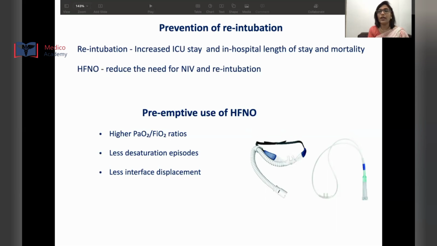Most of the time, a disadvantage with NIV that you see is that most of the patients are claustrophobic, and also they find a tight fitting mask over the face very uncomfortable. And you have to remove it while you are feeding the patient or while giving some oral medications. So sometimes Ryle's tube also comes in the way and causes leaks. So these problems are solved with high flow nasal oxygen therapy. There's less interface displacement. You have fewer reintubations if you use it preemptively, and it's been found to have a lesser requirement of ventilatory support.